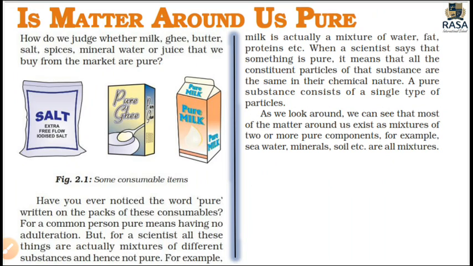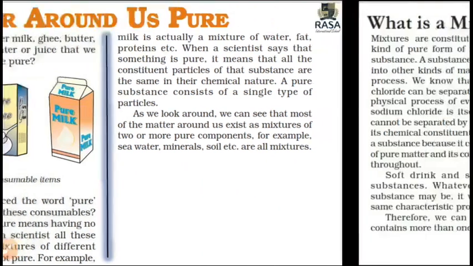Okay, so as we look around us we can see that most of the matter around us exists as a mixture of two or more pure compounds. तो हमारे आसपास जितनी भी चीज़ें हैं वो हमें ऐसा लगता है और हम देखें भी तो वो मिक्सचर हैं दो या दो से ज़्यादा प्योर सब्सटेंस की. ओके, for example sea water, minerals, soils, etc. are all mixtures. So let us discuss mixtures.